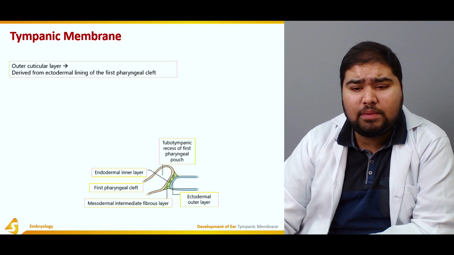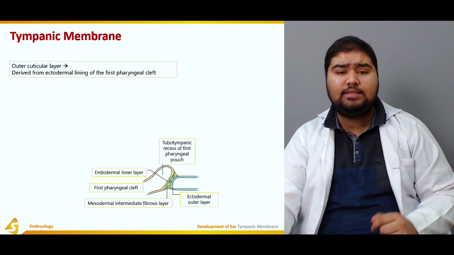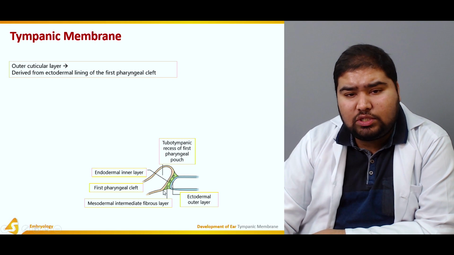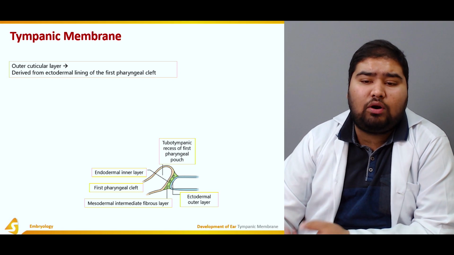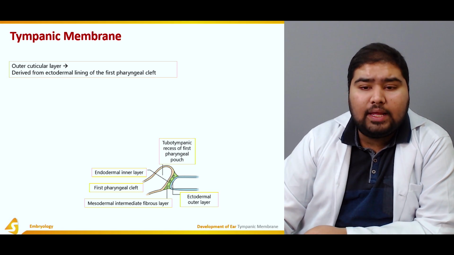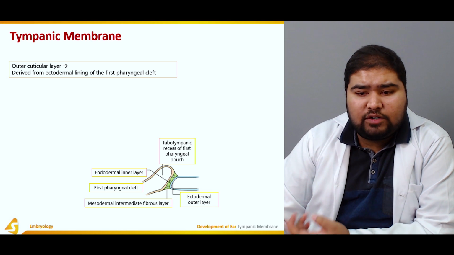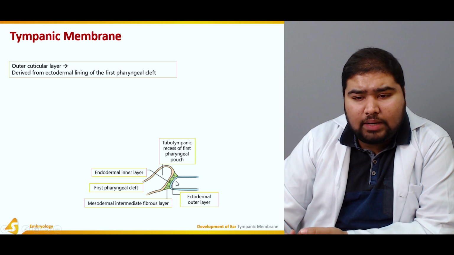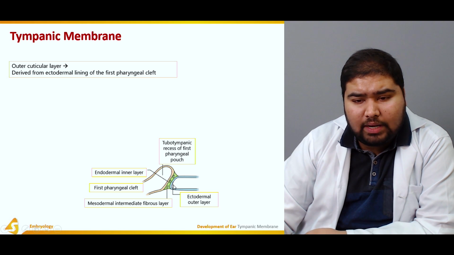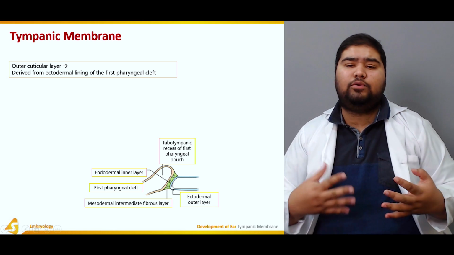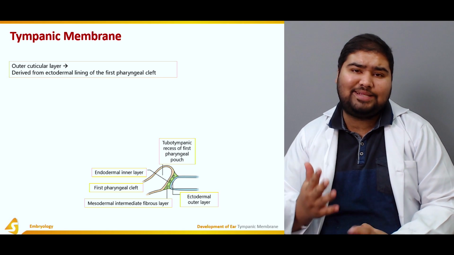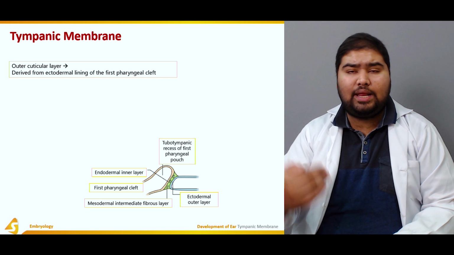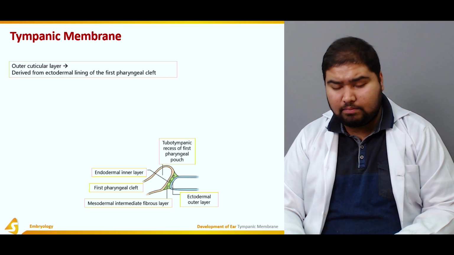So the tympanic membrane consists of three layers. The first layer is the outer cuticular layer, which is derived from the ectodermal lining of the first pharyngeal cleft. So first of all, we are talking about the ectodermal outer layer in blue. Here you can see this is the ectodermal outer layer and is composed of the ectodermal lining of the first pharyngeal cleft. Obviously, it makes sense because this is the layer that is forming the outer membrane.